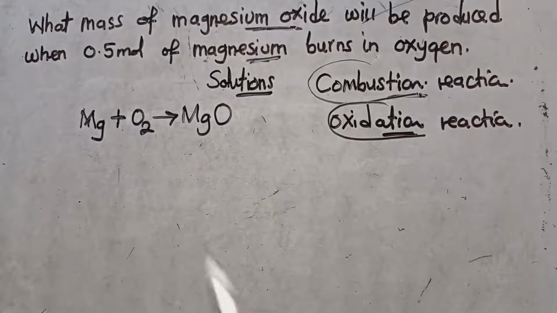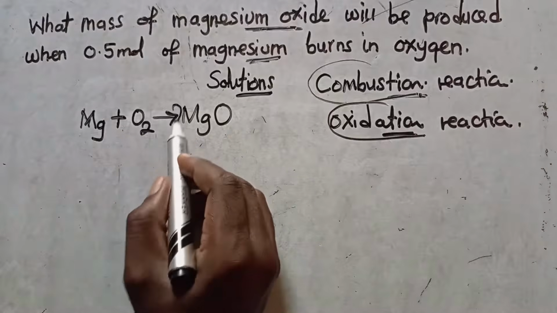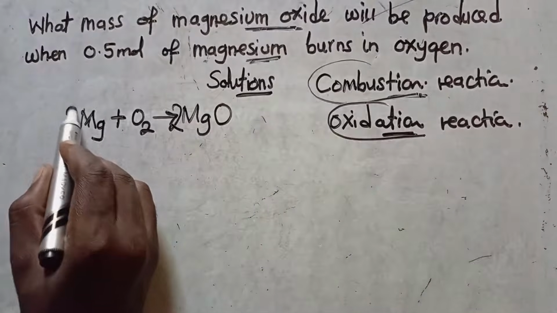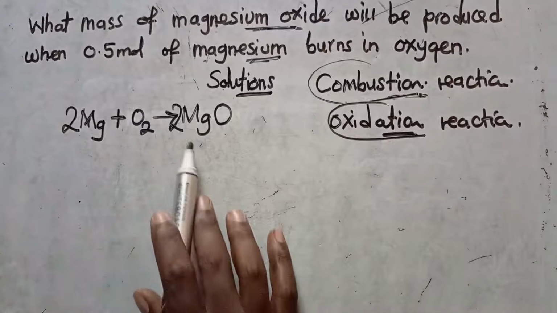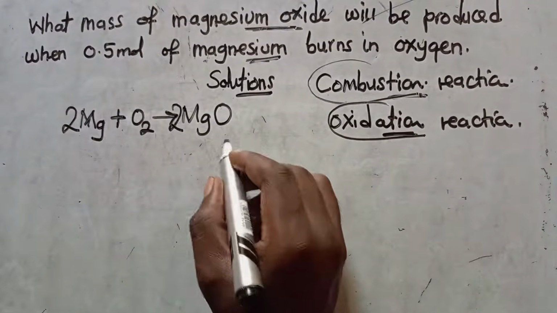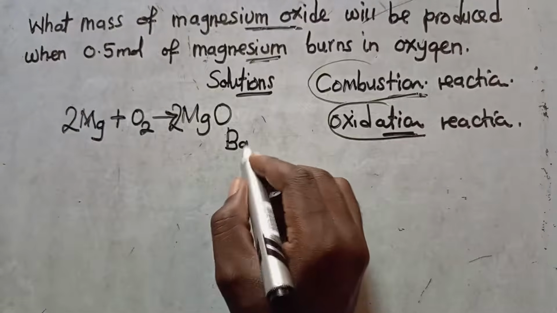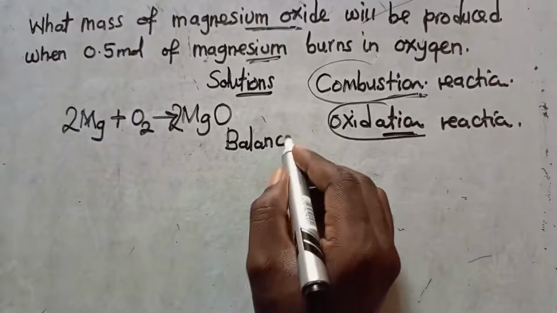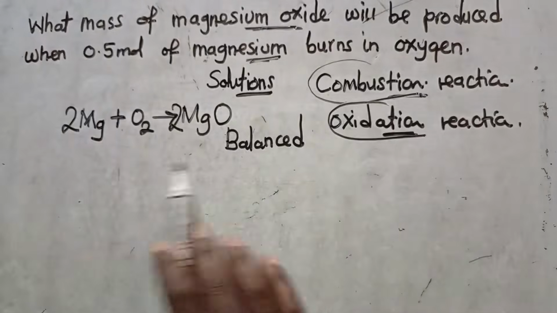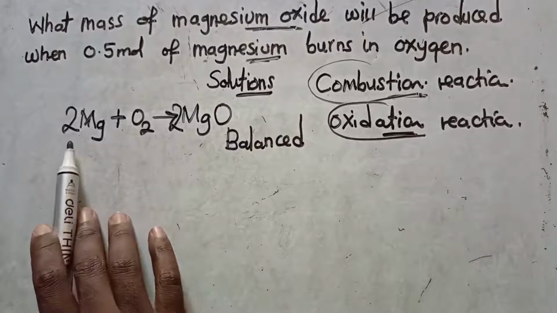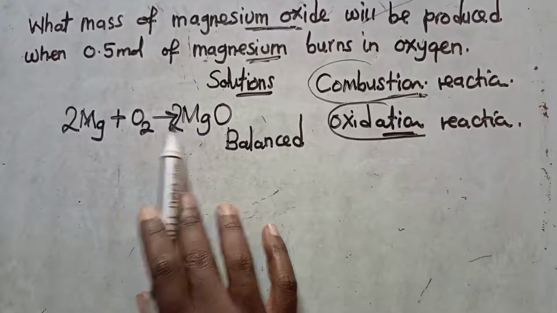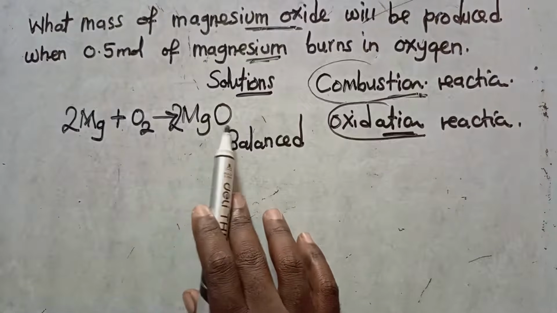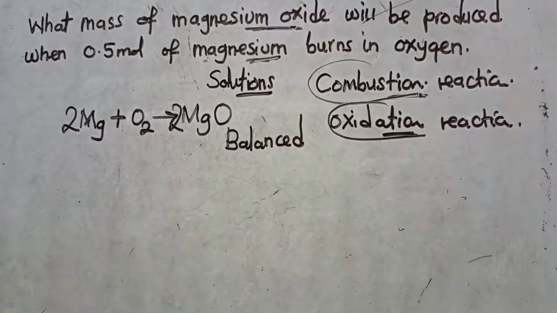How do we balance this? There is a 2 here, so we put a 2 there. We also put a 2 there. This is what I need to do. So once I put a 2 there, and a 2 there, this is now what we call a balanced equation. Magnesium 2, magnesium 2. Oxygen 2. This 2 is also covering for oxygen. So this is a balanced equation.